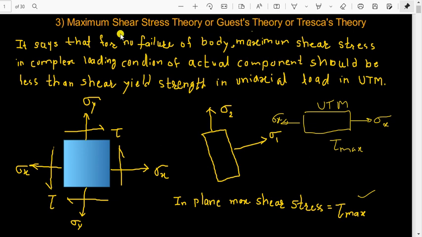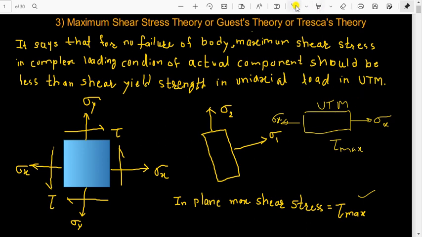So what does this maximum shear stress theory tell us? It says that for no failure, that means if you want a material or machine component to sustain a particular complex load condition without failure, then the condition given by Guest is that the maximum shear stress in a complex loading condition of an actual component should be less than the shear yield strength in the uniaxial loading condition that we perform in UTM.